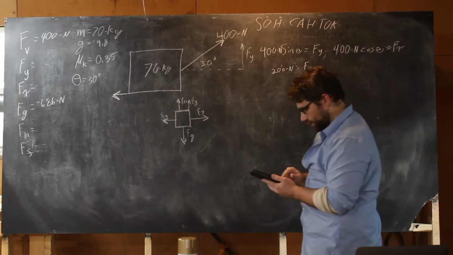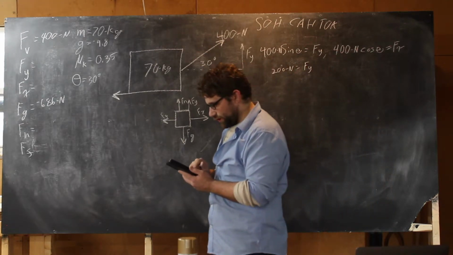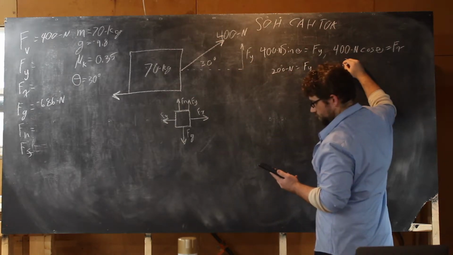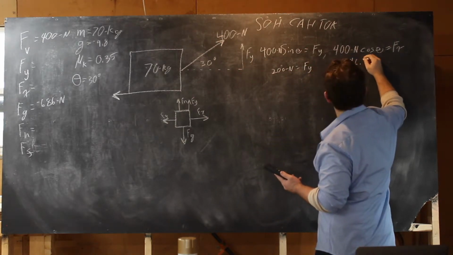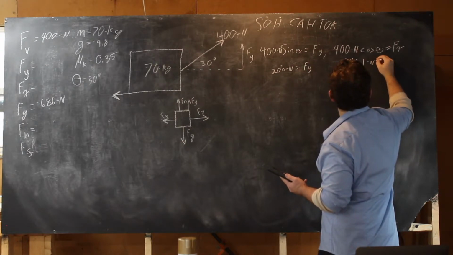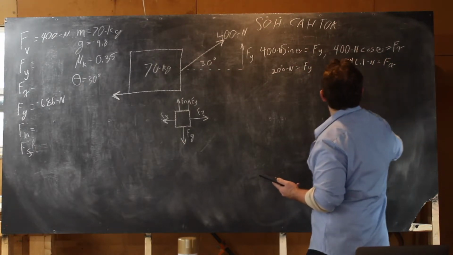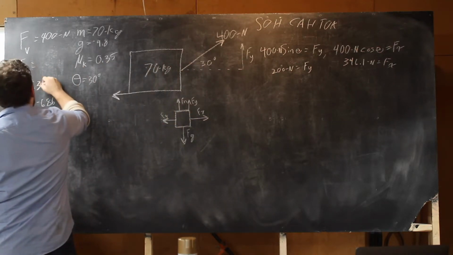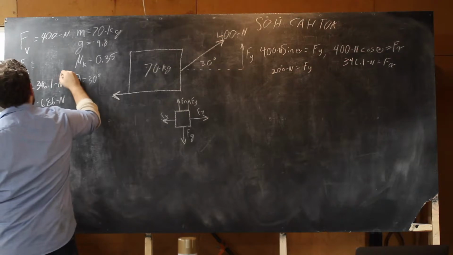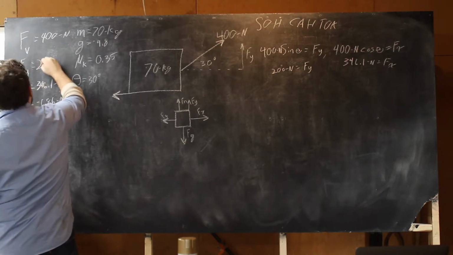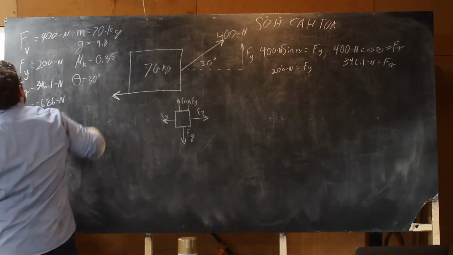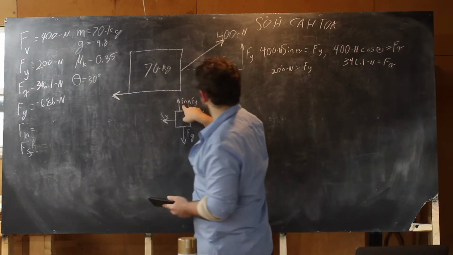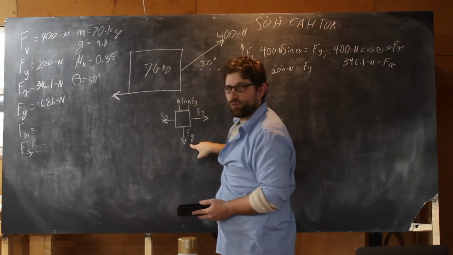My force in x is 400 times the cosine of 30, which is going to be 346.1 newtons, equals my force in x. Okay, so let's go ahead and put those into our variable list. 346.1 newtons and 200 newtons. Excellent. Now, force normal, if you notice, you've got force normal and force y, and then force of gravity.